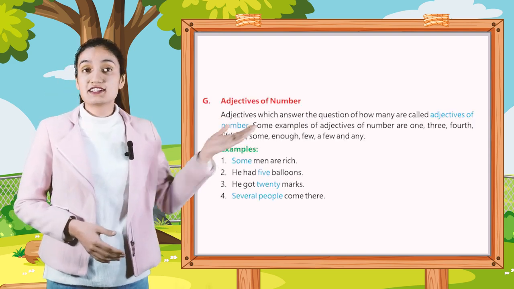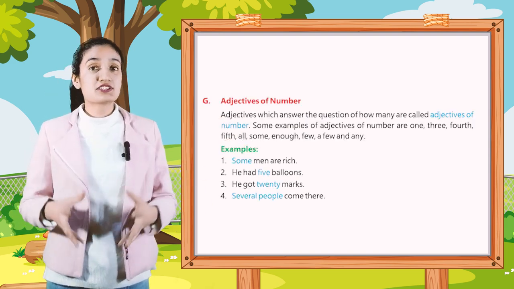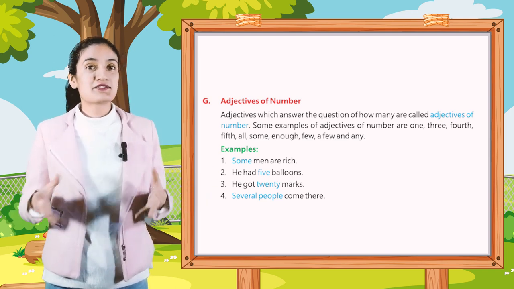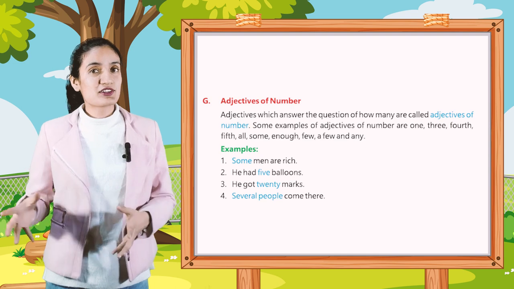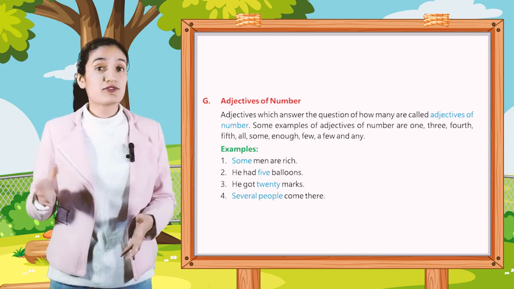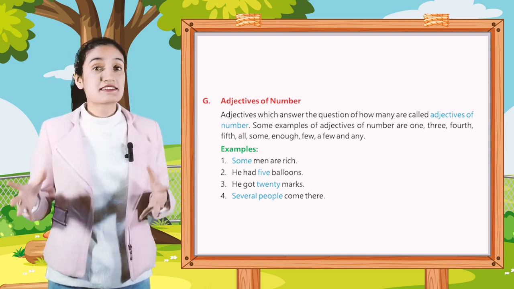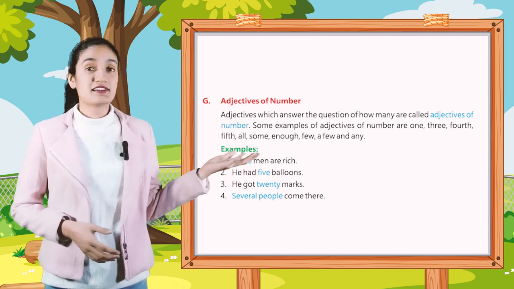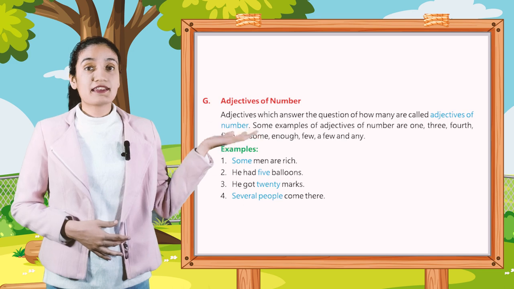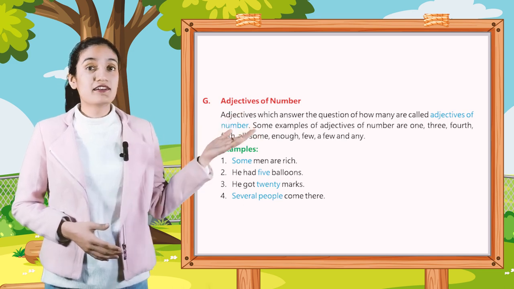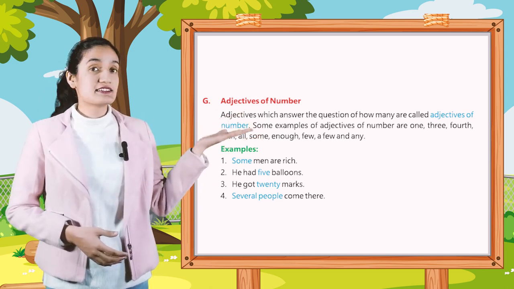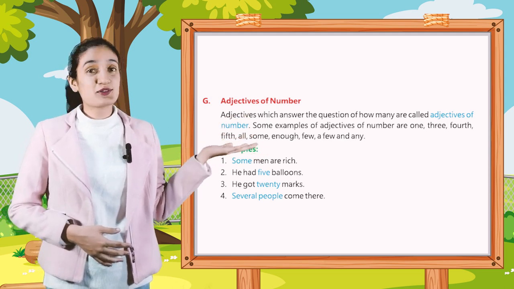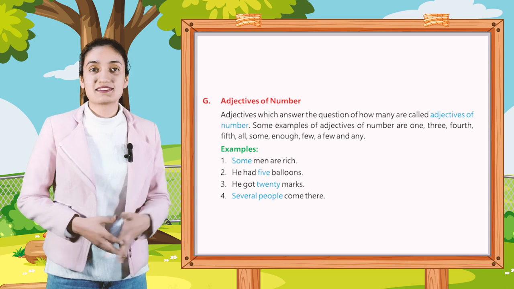Next, G. Adjectives of number. Adjectives which answer the question of how many are called adjectives of number. Some examples of adjectives of number are 1, 3, 4, 5, all, some, enough, few, a few, and any. Example. First, some men are rich. So here, some is an adjective of number. Second, he had 5 balloons. Third, he got 20 marks. Fourth, several people come there.